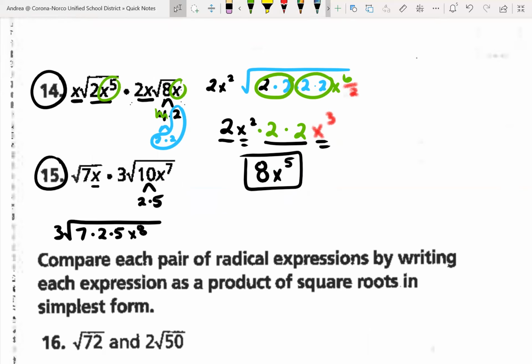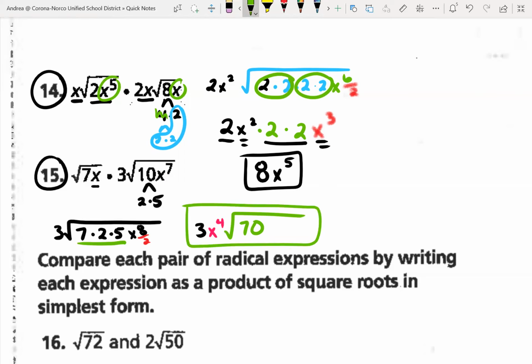I can divide the 8 by 2, and it goes in evenly. So I'm going to get 3 times the x to the 4th power. And inside of my radical, I'm going to multiply 7 times 2 times 5, which is 70. Any questions over that? We're all good?